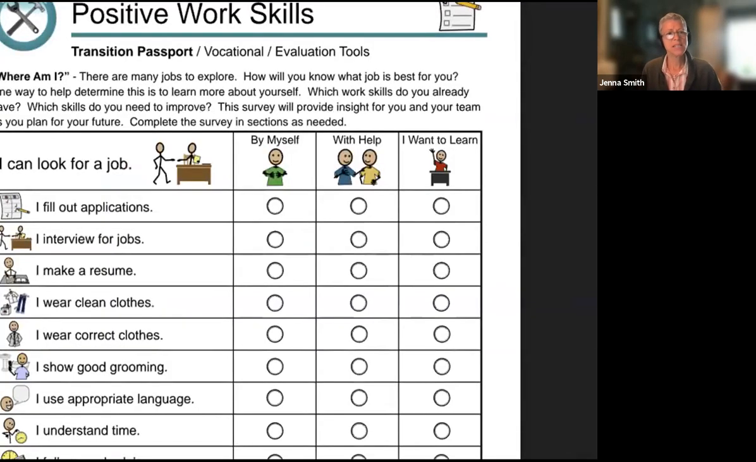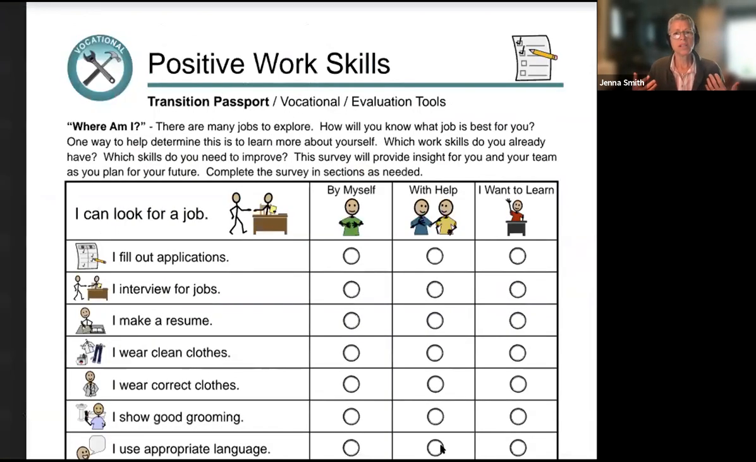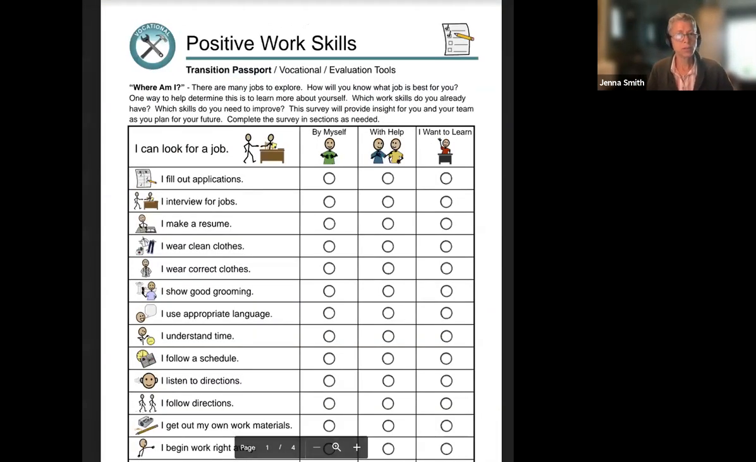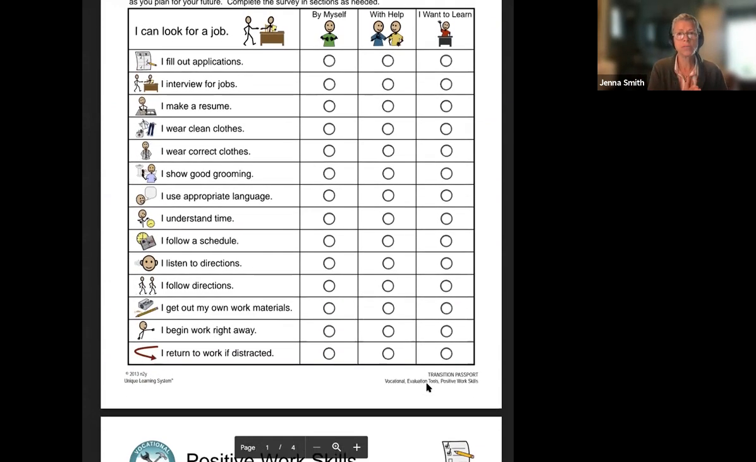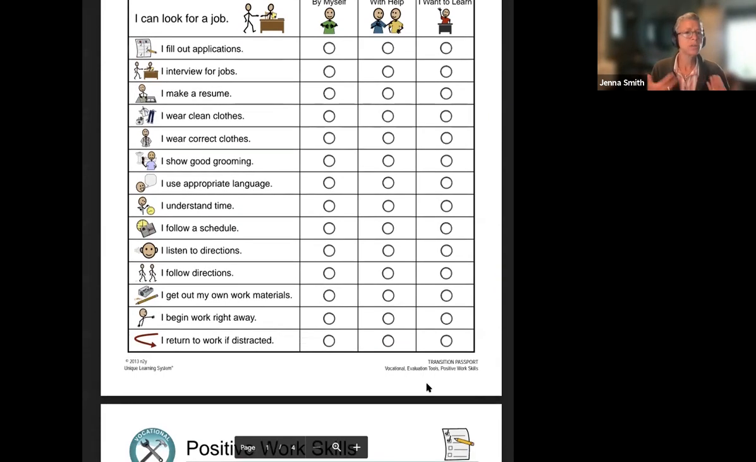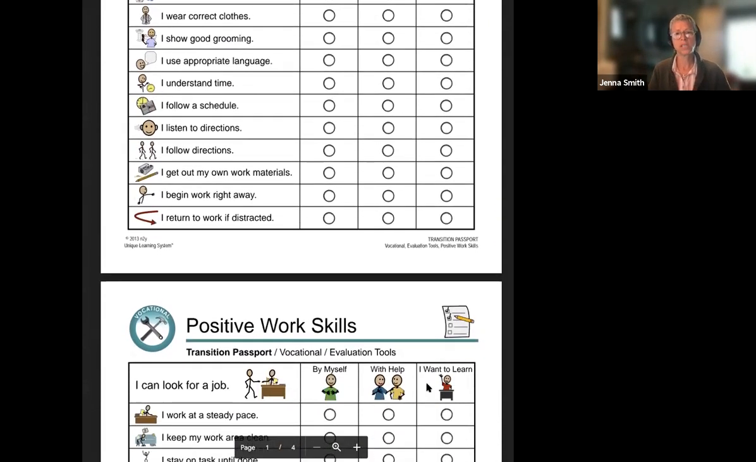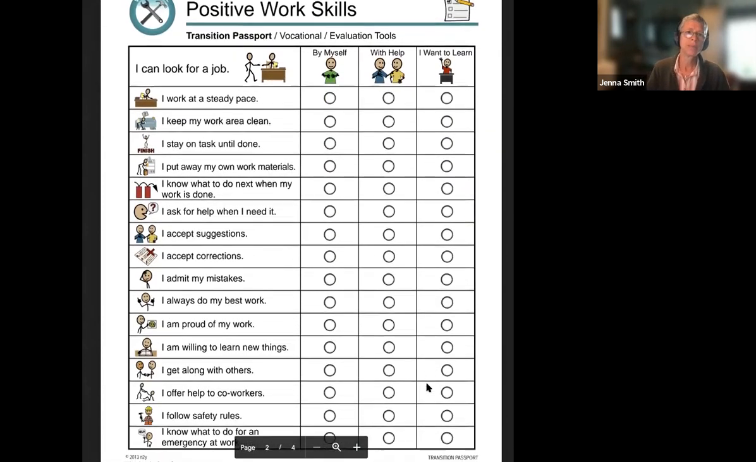So this is the positive work skills, and this is an example of something that the students would use to assess themselves. So I can look for a job, and what are all the steps involved in that? I can fill out applications, I interview for jobs, I make a resume. And then you can see that they have these categories. You can do those things either by yourself, with help, or that you want to learn those steps. So again, just another example of a visual assessment that students can use.